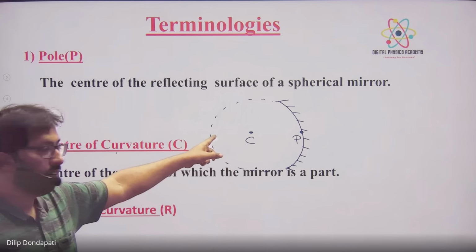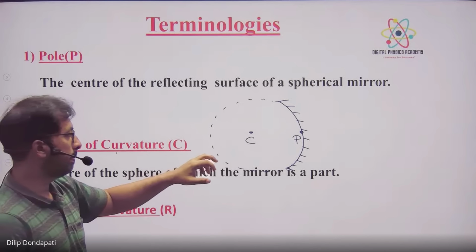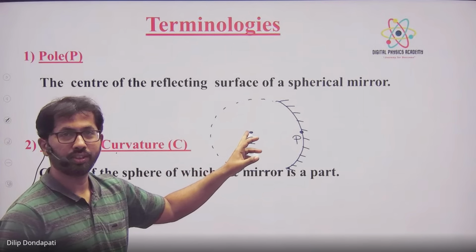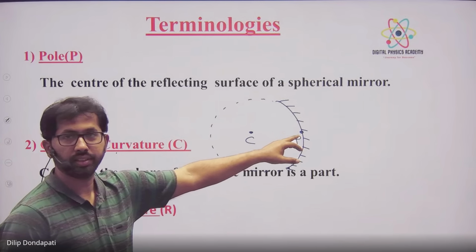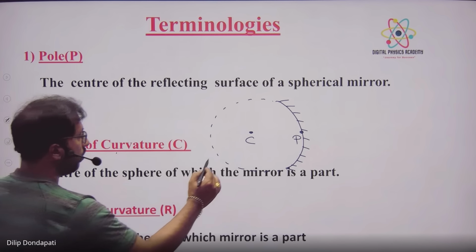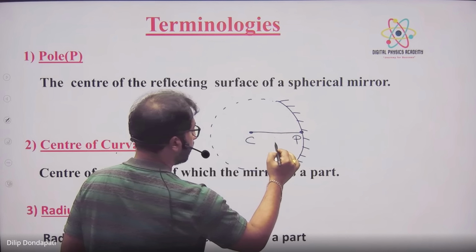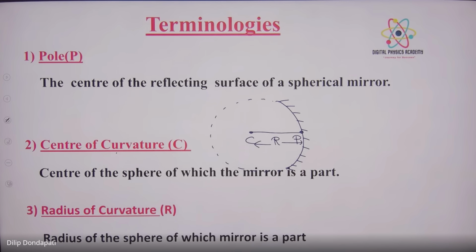Radius from where to where? A sphere's radius from where to where? The distance from the center to the pole we call as radius. So radius of the sphere of which mirror is a part. So from here to here, we call that as radius of curvature.